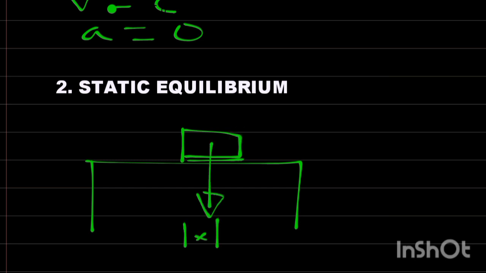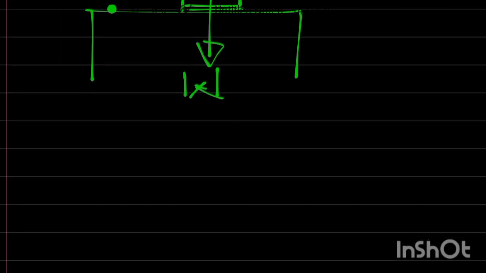Vertically downward. But this object is seen not to be moving down, and it's not moving upward, and it's not moving towards the right, and it is not even moving towards the left. Then the body is said to be in a state of what? Static equilibrium. When there is no observable change in the position of a body, then the body is in a state of what? Static equilibrium.